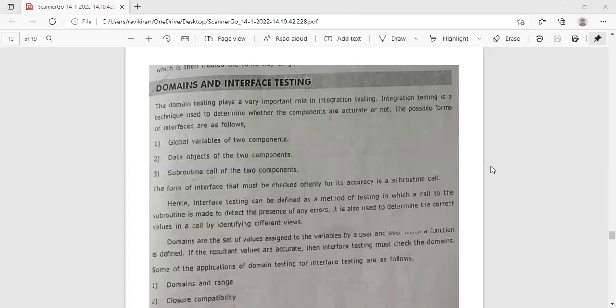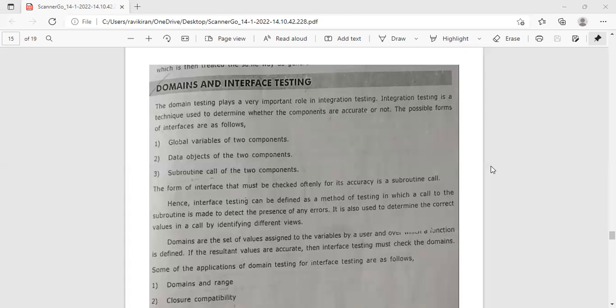The domains are the set of values assigned to the variables by a user, over which a function is defined. If the resultant values are to be accurate, then interface testing must check the domains.